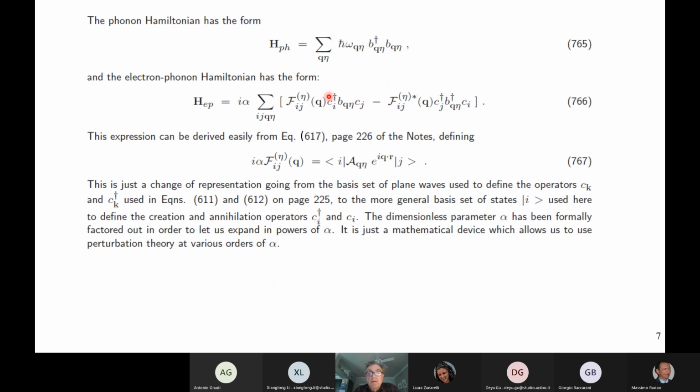And the electron-phonon Hamiltonian, which is our perturbation term, can be written in usual terms, expressing this term, which amounts to destroying an electron in a state I, creating an electron in a state J. So this expresses a transition from a state I to J. I should stress that I and J are labels of these eigenstates of our unperturbed Hamiltonian, and this is a set of indices in principle.